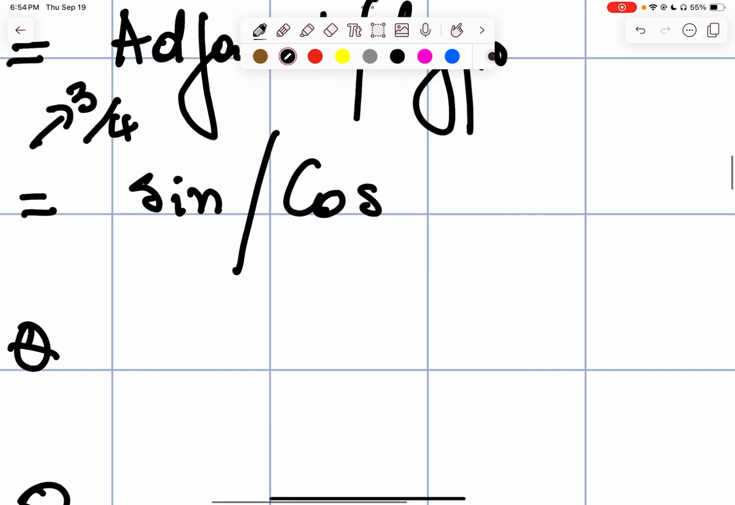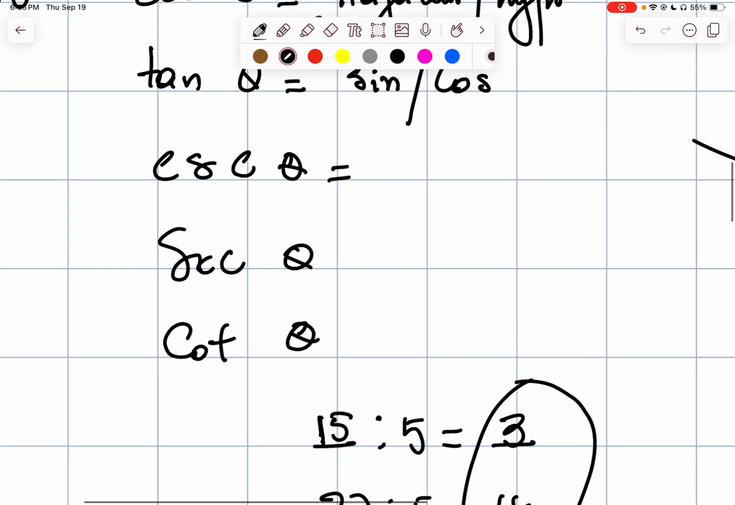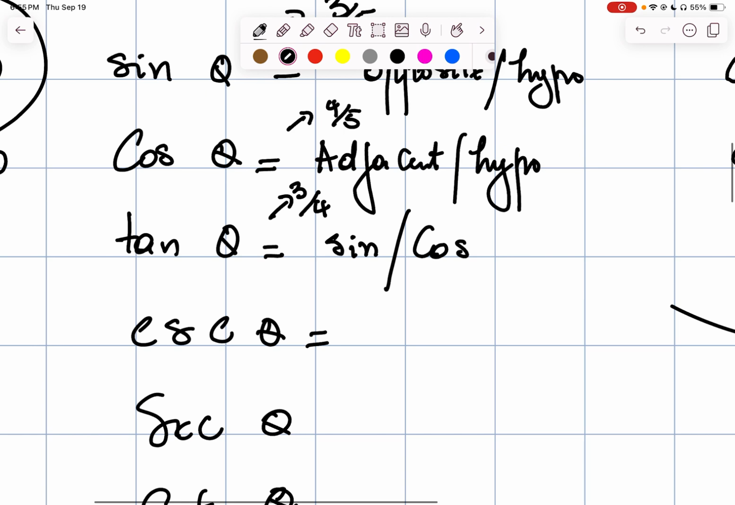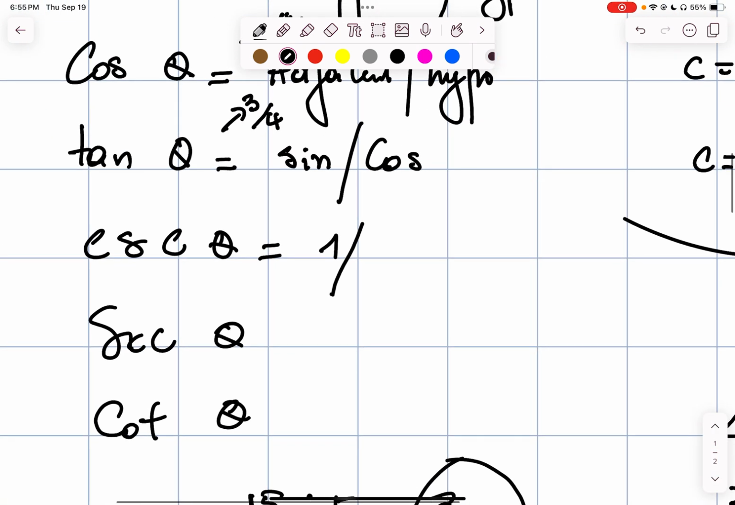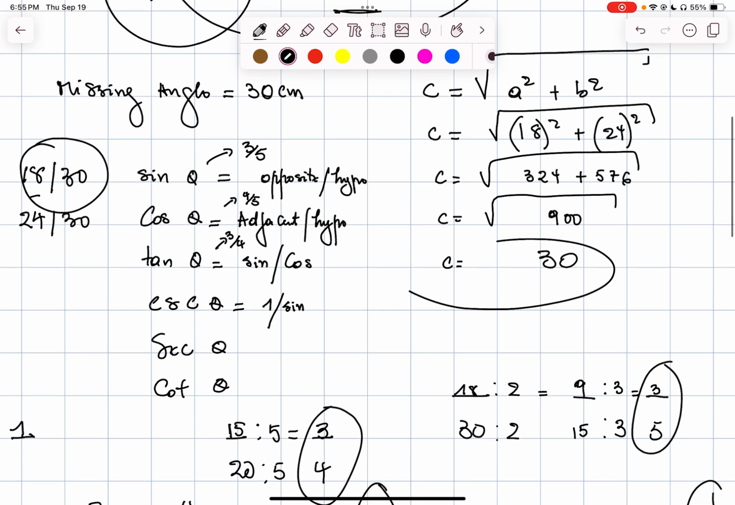Okay. So right now the rest of the functions are much simpler, because they're just the reciprocal functions, pretty much the same function but flipped. So for our cosecant, the cosecant is equal to 1 over sine. You divide your 1 by sine. Sine was equal to 3/5, so you're going to do 1 multiplied by 5/3. So your cosecant will be equal to 5/3.